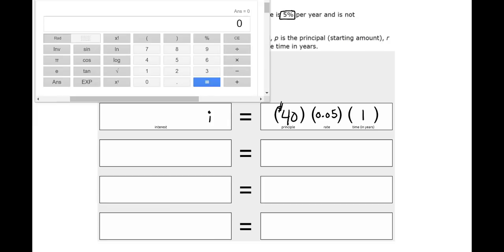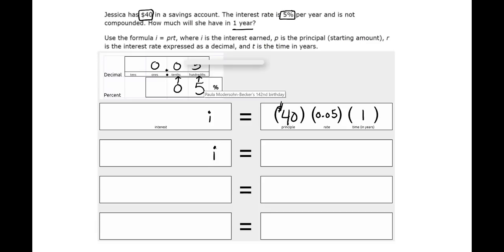All right, using the calculator is actually a skill that we've got to work on. Parentheses next to each other we know means to multiply. So $40 as our principal times 0.05. This thing likes to double tap on me. Times 1. Close parentheses and let's see what we get. We get an answer of 2. So the interest that we've made in a year is 2.